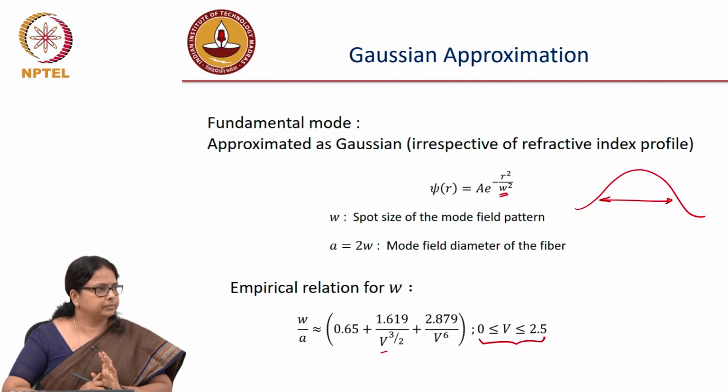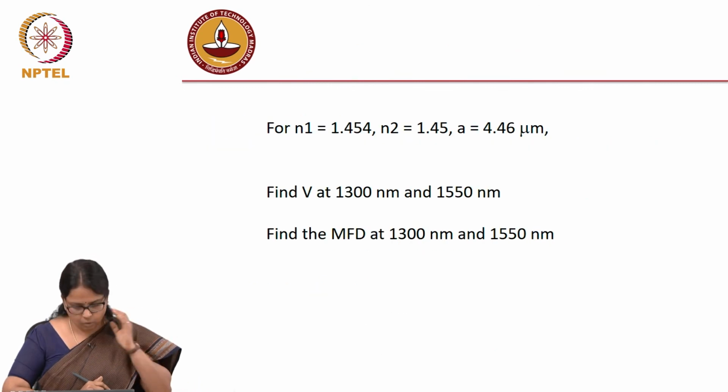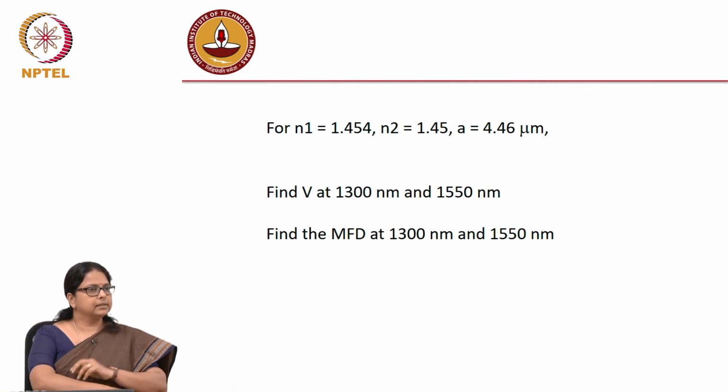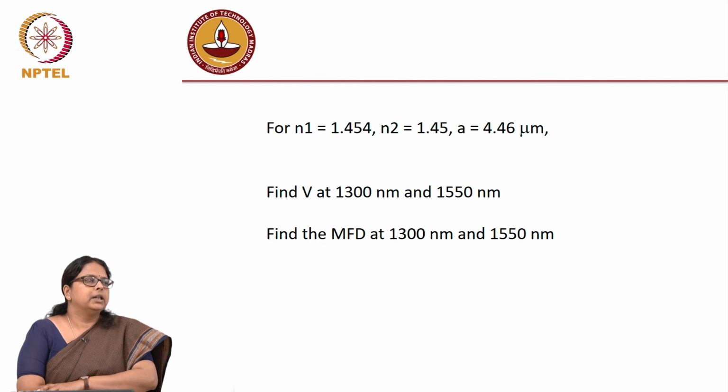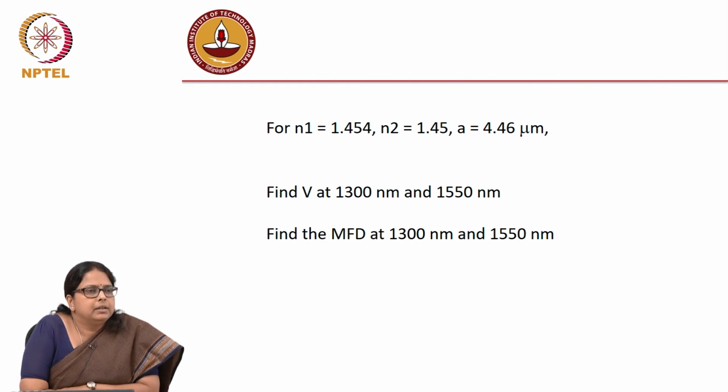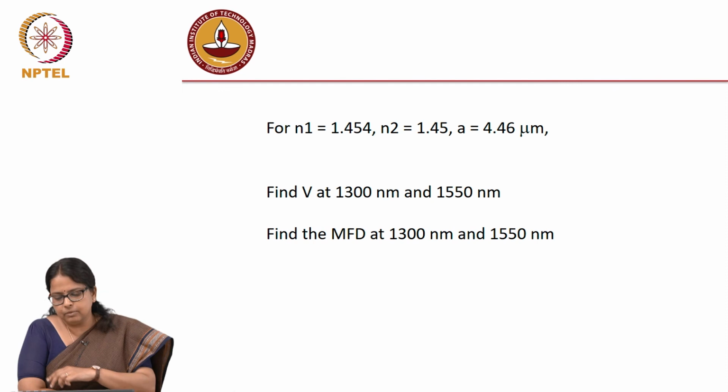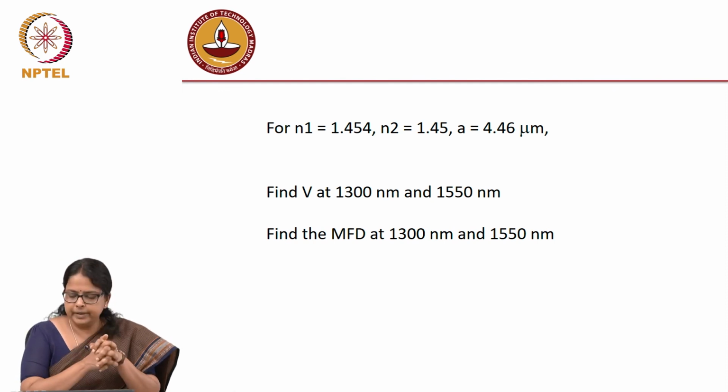Gaussian profile. And homework for you is this. It's important to do this homework, because then we will understand what is the difference between propagation through different wavelengths. It's the same fundamental mode, but they are different. The difference between that is what will come out if you do this homework. You have to find out what is the mode field diameter using the Gaussian approximation.